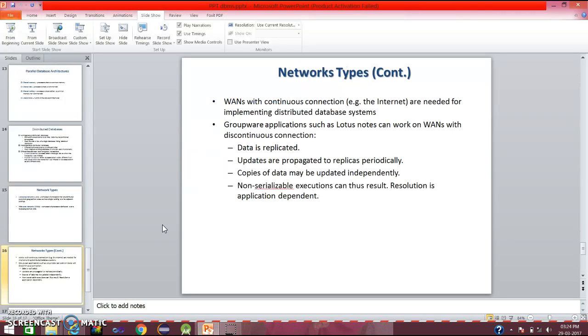WANs with continuous connection, for example the internet, are needed for implementing a distributed database system. Groupware applications such as Lotus Notes can work on WANs with discontinuous connection. In discontinuous connections, data is replicated, updates are propagated to replicas periodically, and copies of data may be updated independently. Non-serializable execution can thus result, and resolution is application independent.